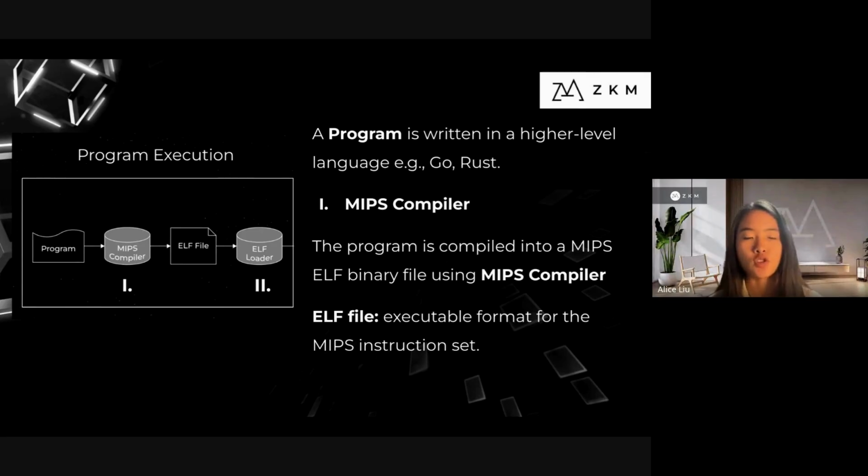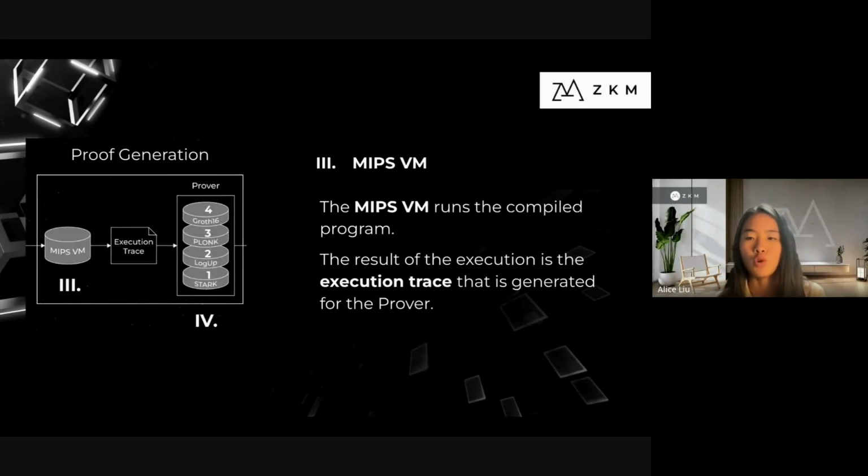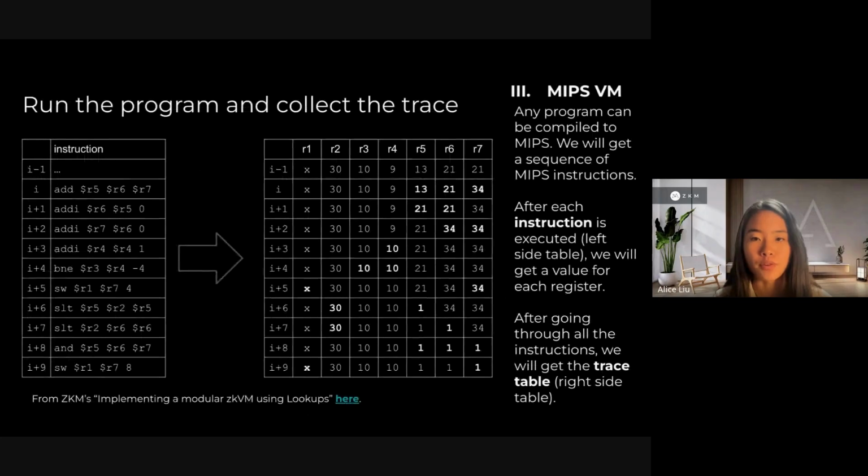Within the program execution, you have a program that's written in a higher level language like Rust or Go, which is available with Ziren. And then that program is compiled into an ELF binary. That's the executable format for the MIPS instruction set. And that ELF binary is loaded into the MIPS VM. That MIPS VM will run your compiled program, and the result is an execution trace that represents the entirety of that program, and it's generated for the prover.